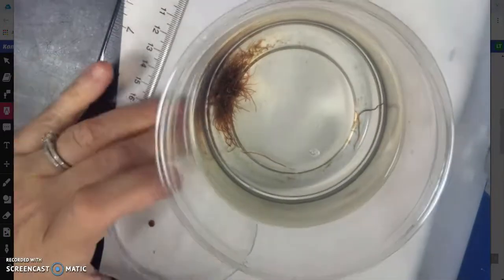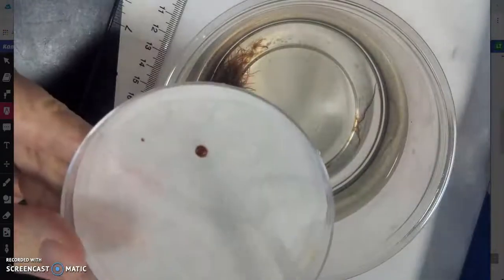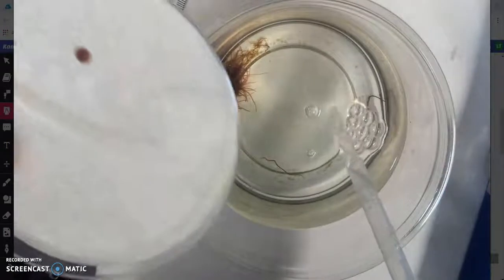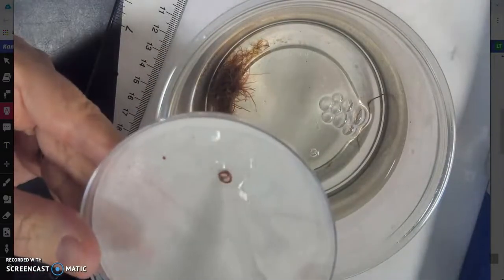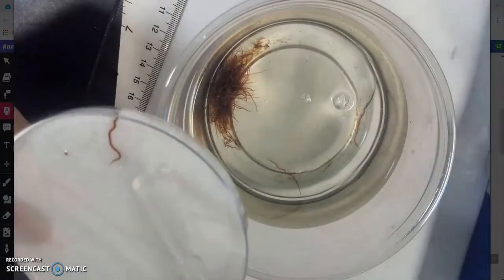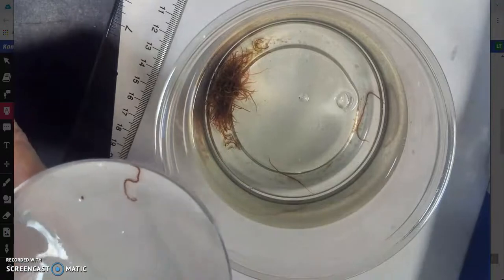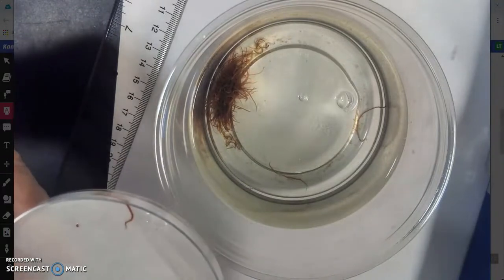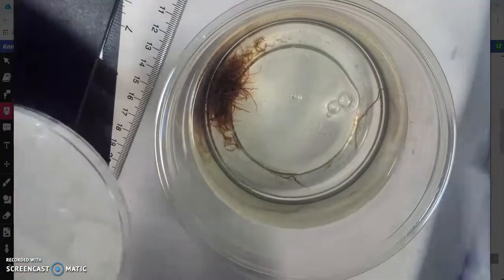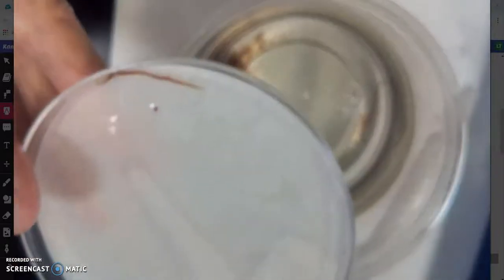Okay, I also have one of the black worms on this petri dish, but he's coiled up tight right there to protect himself. So I'm going to get a little water from the culture container and squirt it on him and try to straighten his body out. As you can see, he doesn't want to be bothered, but we're going to try to straighten him out enough that I can get an estimate of how long he is.